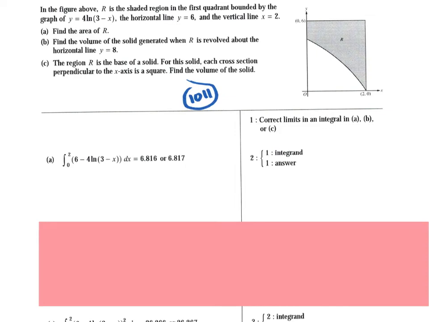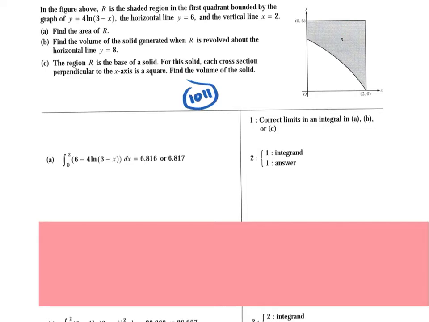Hello, welcome everybody. This is a standard area volume problem. I'll start with letter A, find the area of R when you have this picture of this region that's bounded right here, using my laser pointer. Here is the region R, and for part A we just need to find the area.